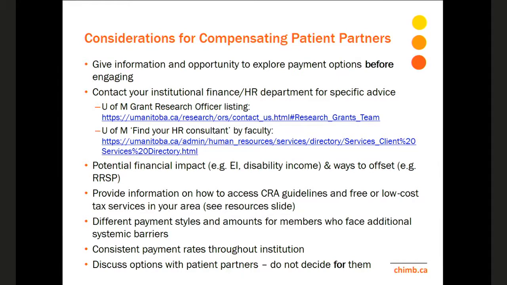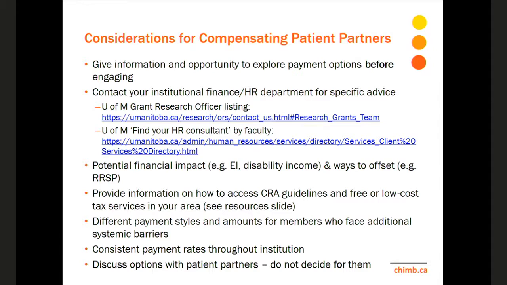In terms of systemic barriers, there may be some people engaging who face additional barriers, so it may be appropriate, in talking to your patient partners, to be paying people in different forms or some more than others. And you have to have an honest and open conversation about that. But we do recommend to try and keep payment consistent throughout your institution or organization. So we don't want one patient partner on a research project being paid and somebody else not, right?